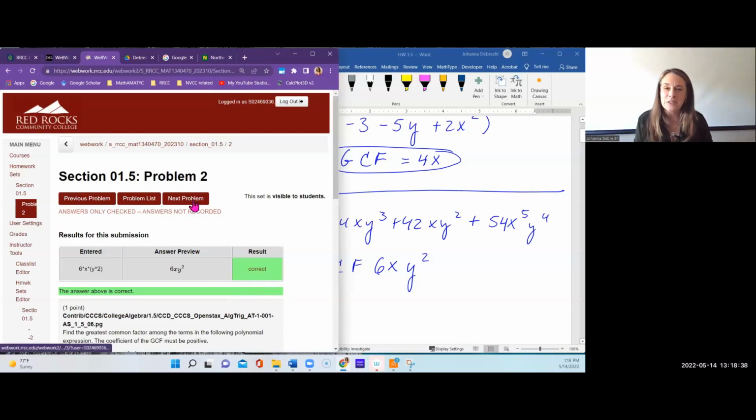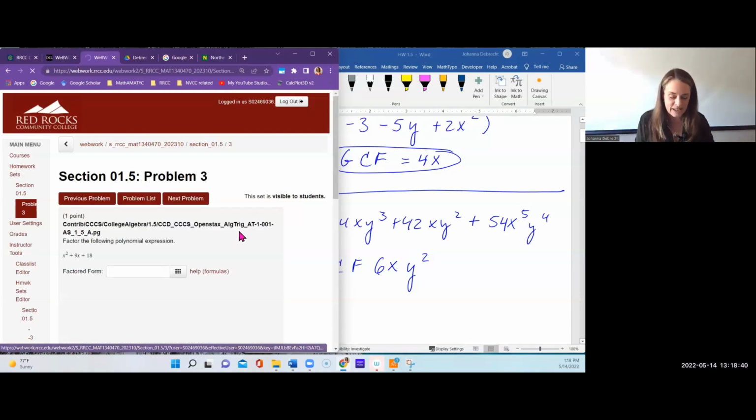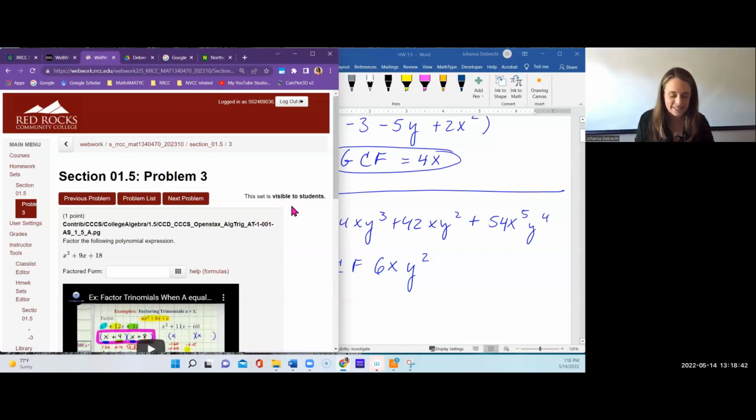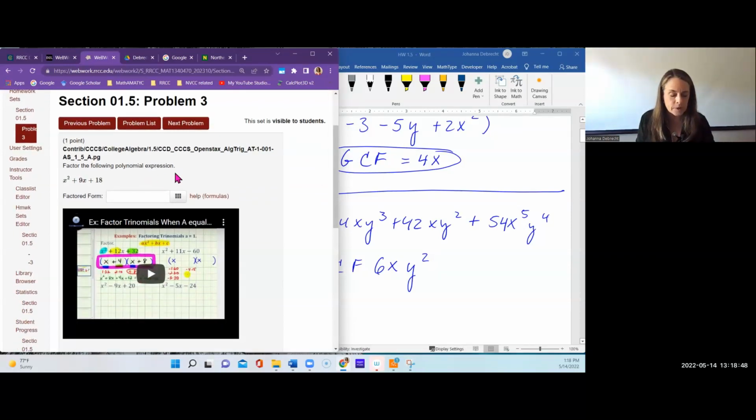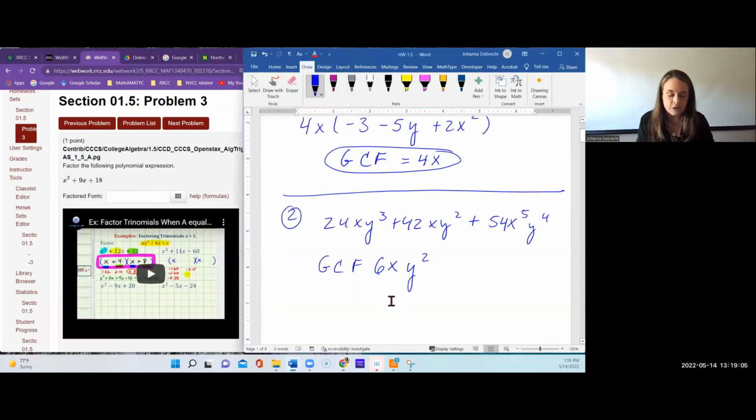Okay, let's move on to problem number 3. We'll see how many more different mistakes I can create so that you can learn how to troubleshoot your own work. Factor the following polynomial expression. This is asking me to do what I was trying to do in the first problem, which is fully factor it. So when I'm looking at this one right here, notice that this is a trinomial, x squared plus 9x plus 18. I want to factor that into the product of 2 binomials if I can.